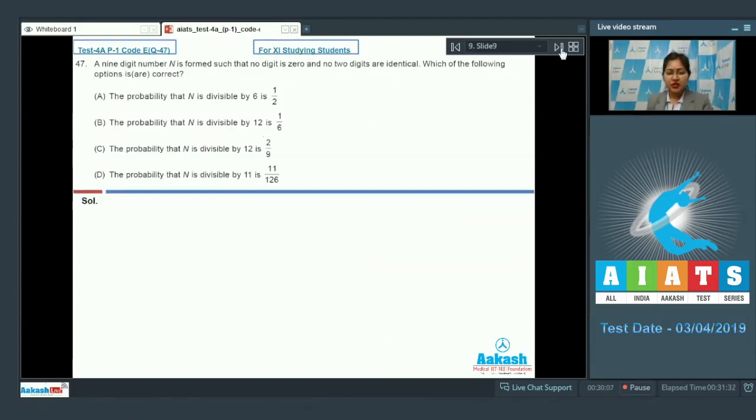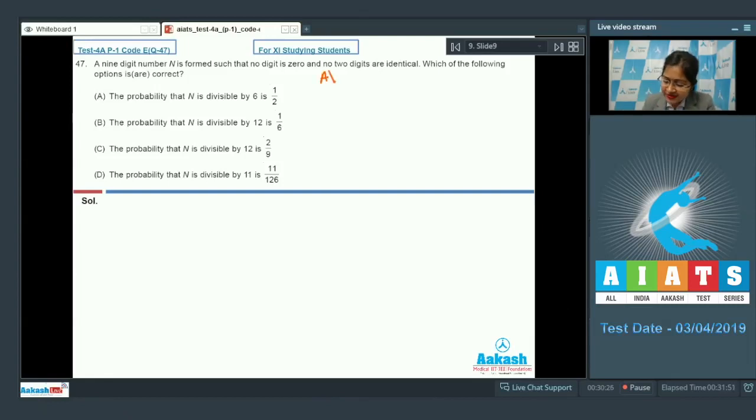Next is question number 47, which says that a 9-digit number n is formed such that no digit is 0 and no two digits are identical. Which of the following options is or are correct? Okay, we have formed a 9-digit number in which all the digits from 1 to 9 have been used.